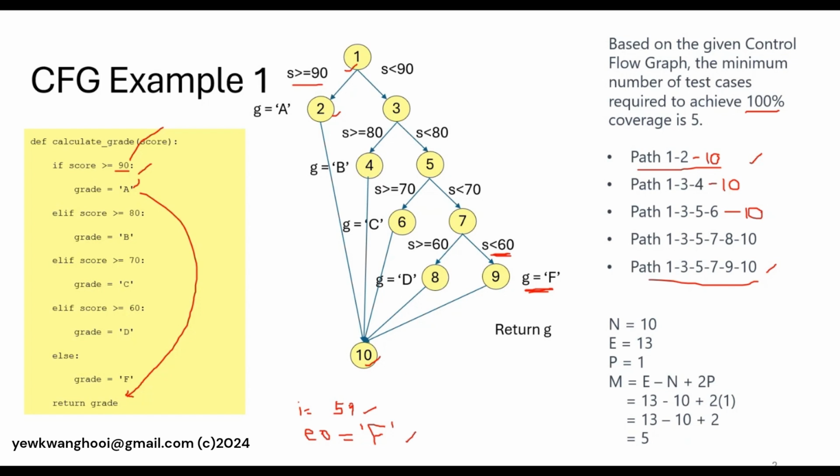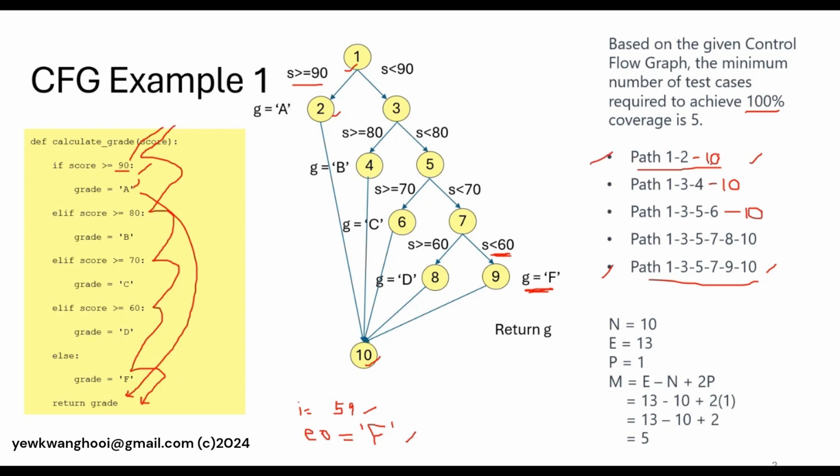So you see, when I ask the tester to input 59 to the score, it will first test with 90. Nope. Test with 80. Nope. Test with 70. Nope. Test with 60. Nope. Display F. Return grade. You see? So it's going through this path, right? 1, 3, 5, 7, 9. Because it tests with 90, tests with 80, 70, 60. So now we have covered this path.